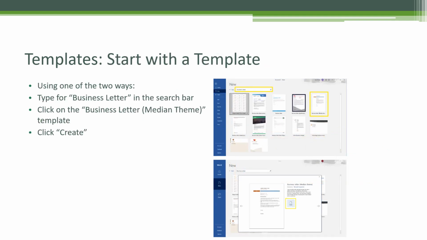So now we're going to get started with our example. As I mentioned before, there's two different ways to search for a template. Once you get to the search bar, whichever way you want to use, go ahead and type in business letter up on the search bar and pick the business letter medium type template. So after that, a dialog box will show and you can create the actual document. Go ahead and click create.